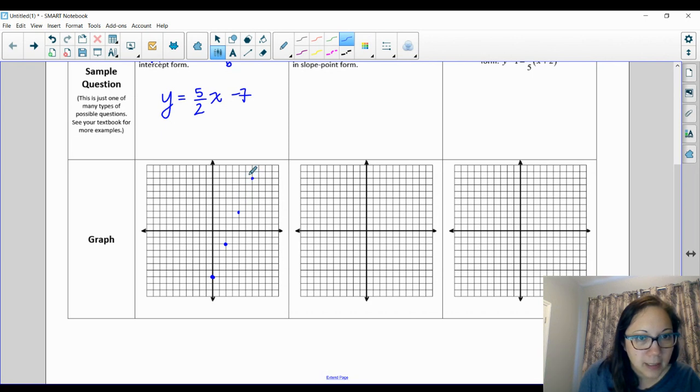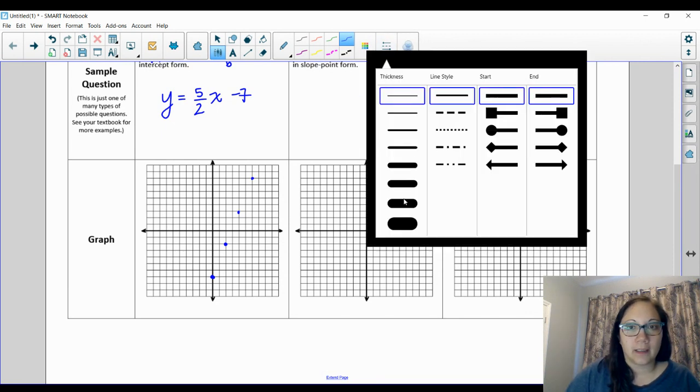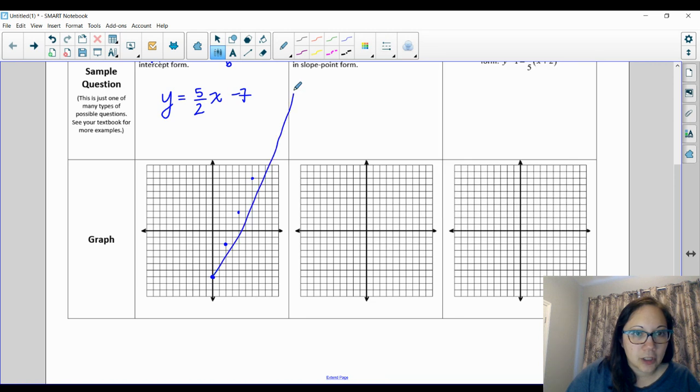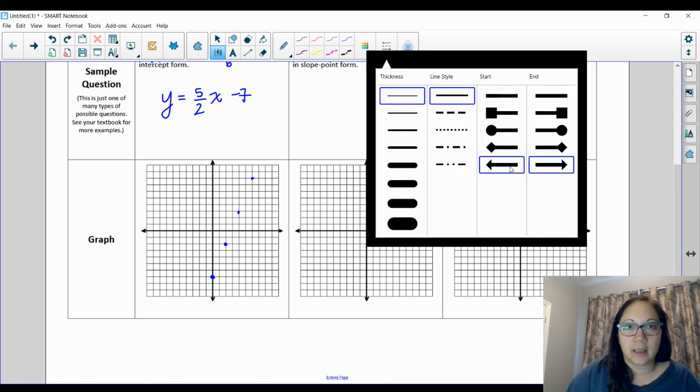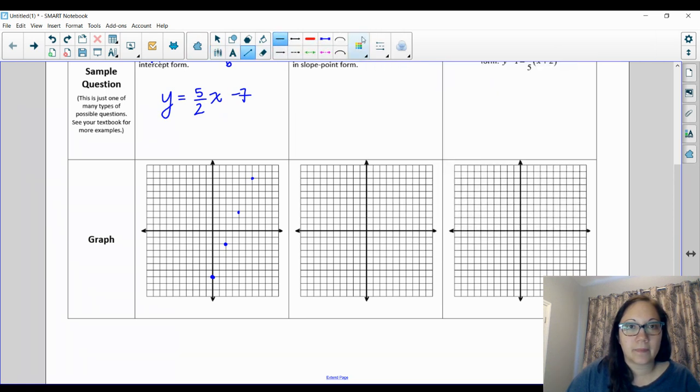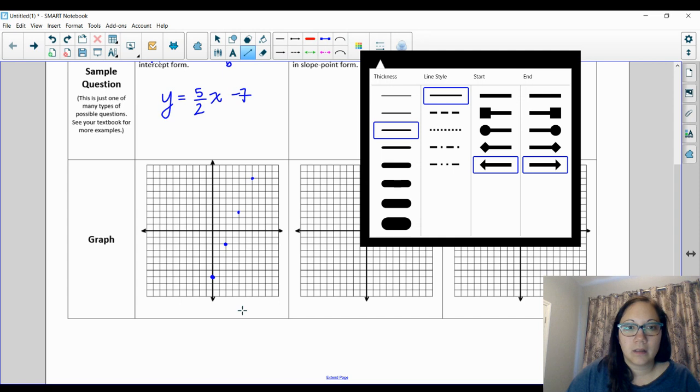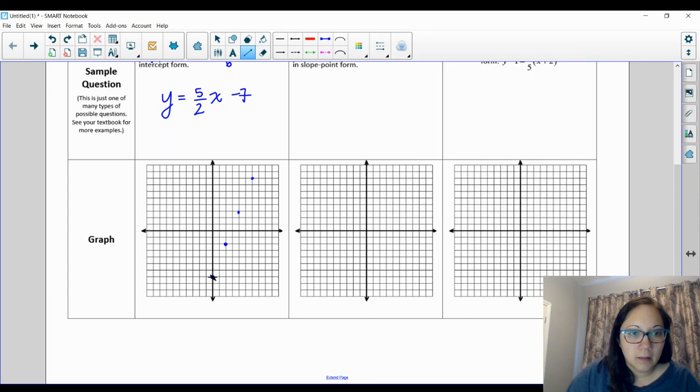I like to draw as many points as I can to make sure that I have a long enough line. I always want arrows on my lines to show that it goes on forever. Let's try that again. Oh, I hadn't selected line. That was the problem. Okay, so there's our line. It's got arrows on both sides, and there we go.